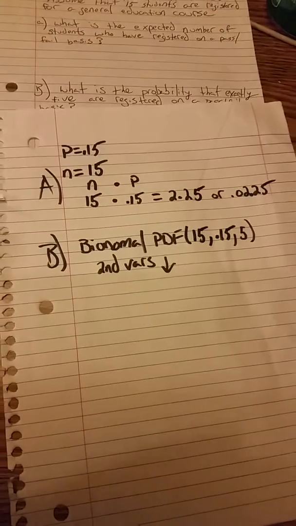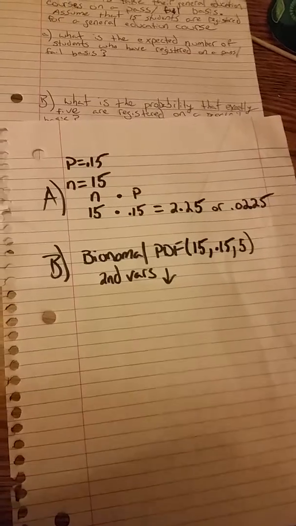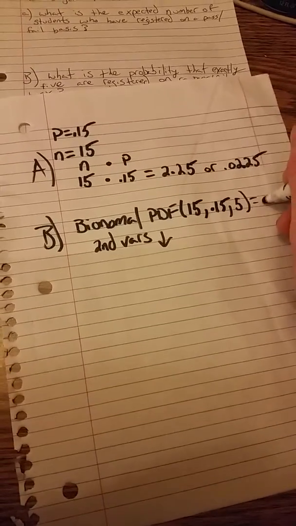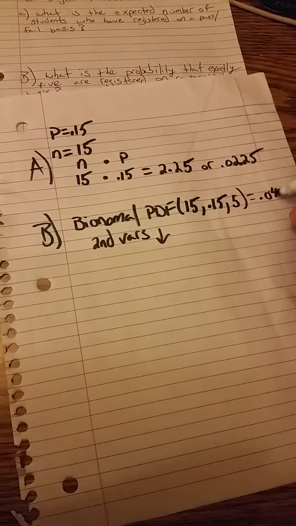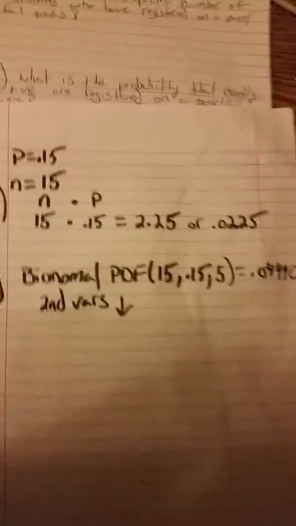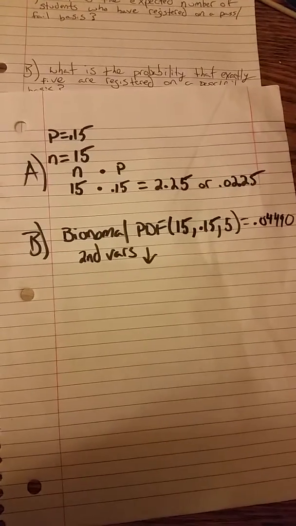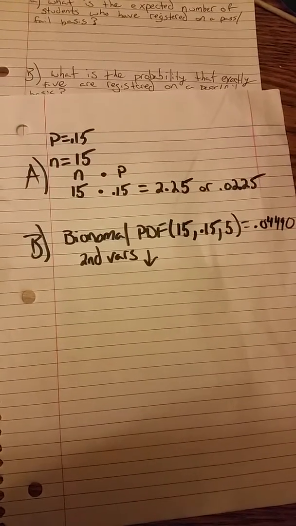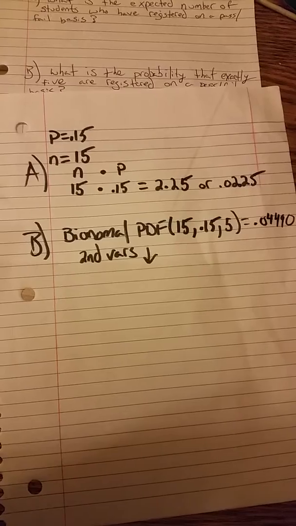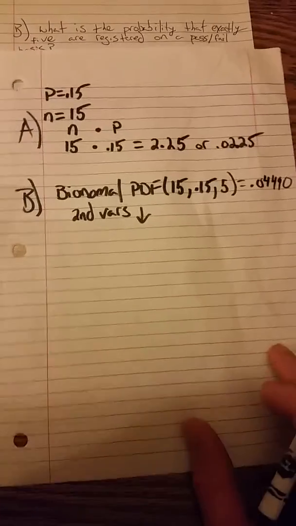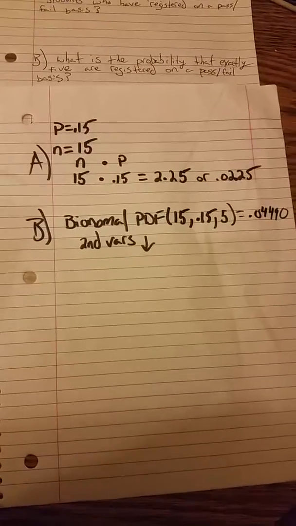After you plug that in, this will give you 0.04490. So this states 4%, well, roughly 4% of the 15 students, 5 are registered on a pass-fail basis.